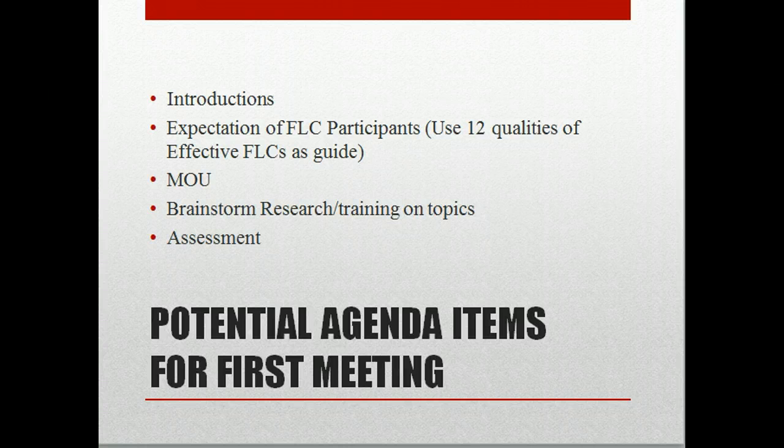One of the things that we've used pretty effectively is expectations of FLC participants, and I have attached to the email a 12 qualities of an effective FLC as a guide to what you can do in the FLC in that first meeting. It really results in an interesting conversation about expectations from members, especially when you talk about people missing meetings or what's the impact of that.